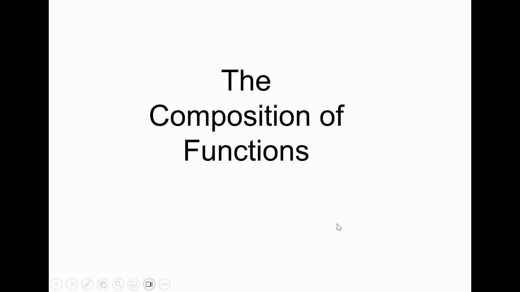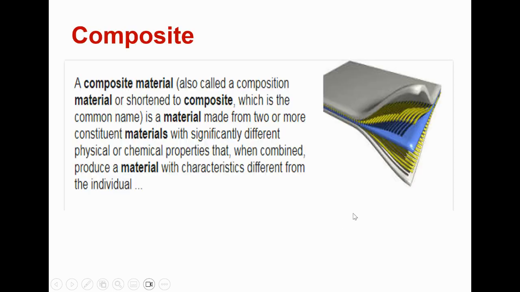All right, section 2.3, composition of functions. Composite material, also called a composition material or shortened to composite, which is a common name, is a material made of two or more constituent materials with significantly different physical or chemical properties. Well, what we're doing here is we're working with multiple functions, and we're going to be compressing two functions into one. In other words, one function is going to be an input into the second, versus having a number, you're inputting another function.